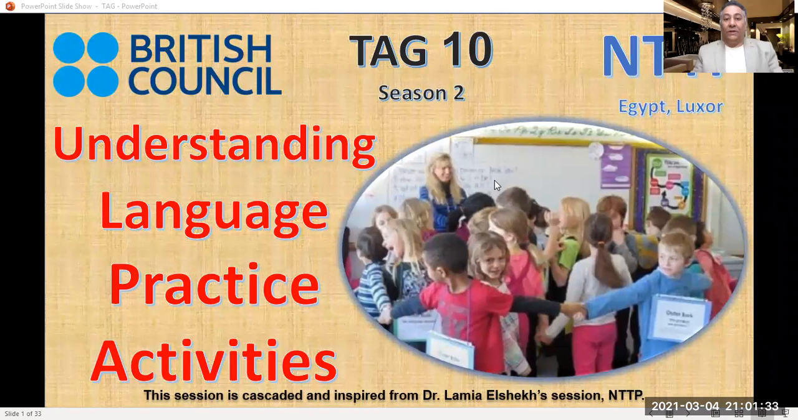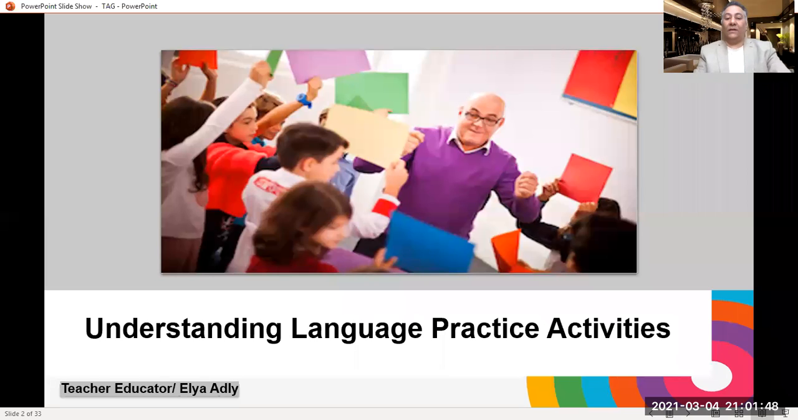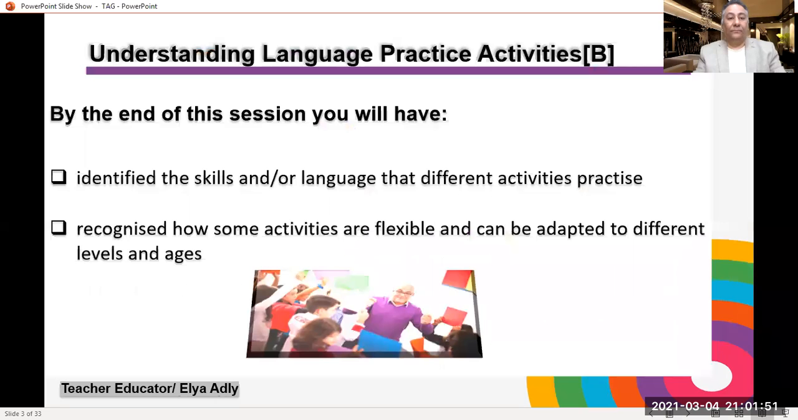I think our issue today is very interesting, and we practiced it a lot in season 1. It's about the activities. So understanding language practice activity. This is part B of this topic. By the end of this session, we will have identified the skills and/or language that different activities practice. And by the end of the session, you will have recognized how some activities are flexible and can be adapted to different levels and ages.